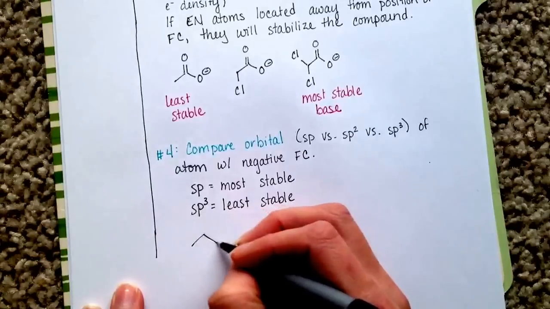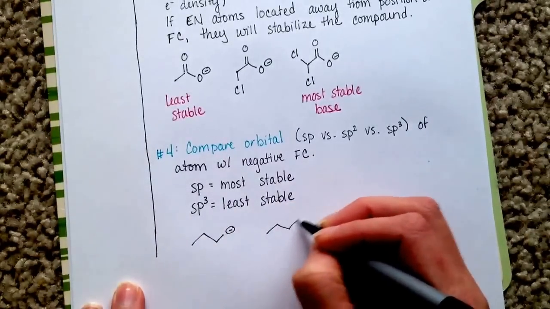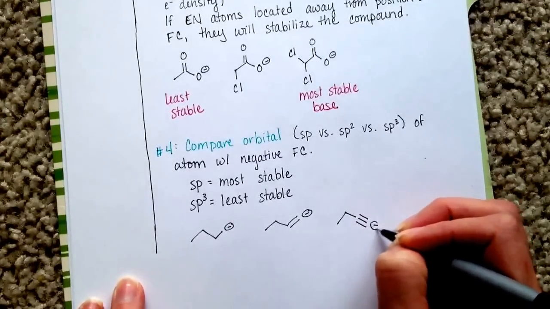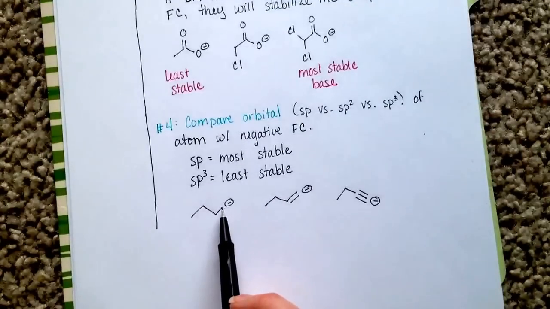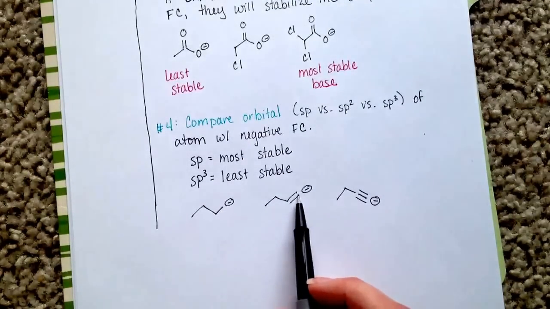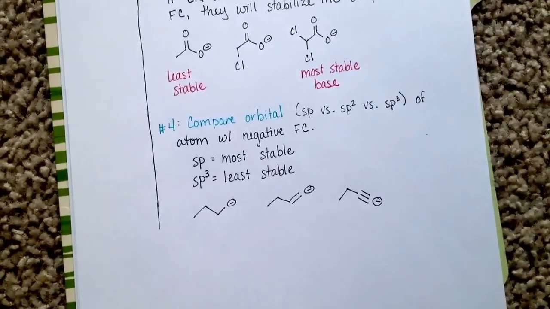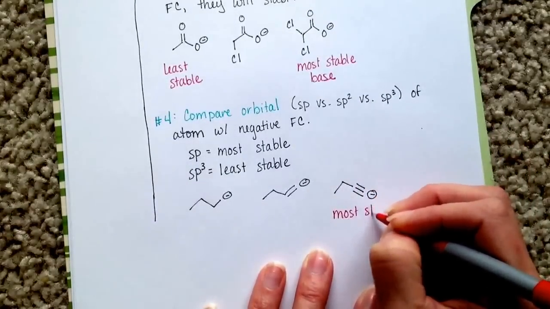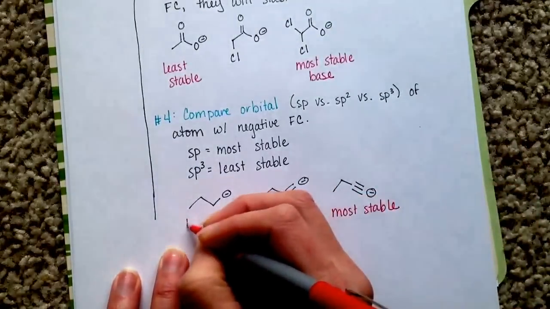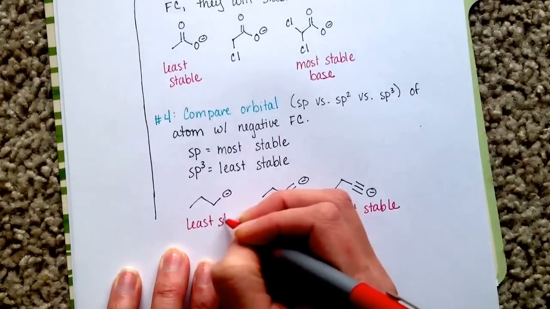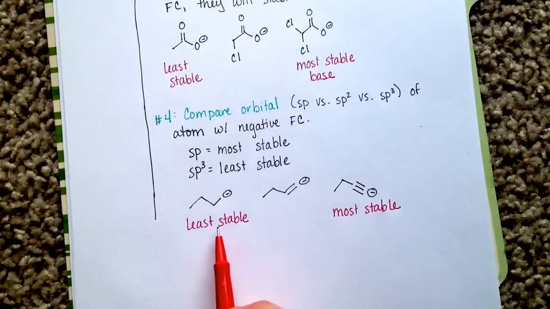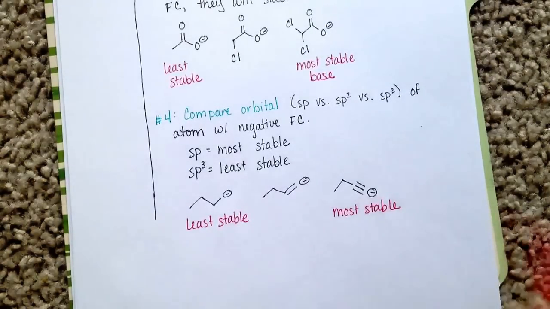So if you're comparing these 3 bases, this particular carbon atom with the negative formal charge is an sp3 carbon atom, this is an sp2 carbon atom, and this is an sp carbon atom. Therefore, this would be the most stable base, and this would be the least stable base. And that means that this one came from the strongest acid, and this one came from the weakest acid, and this one came from something in between.